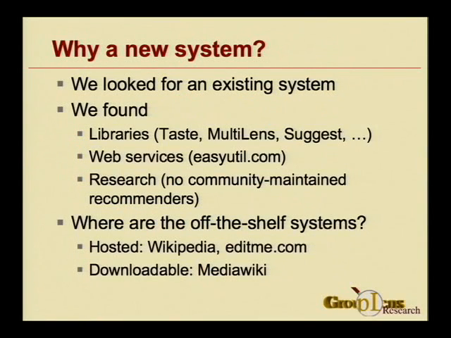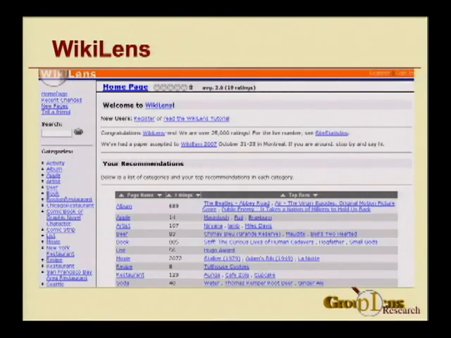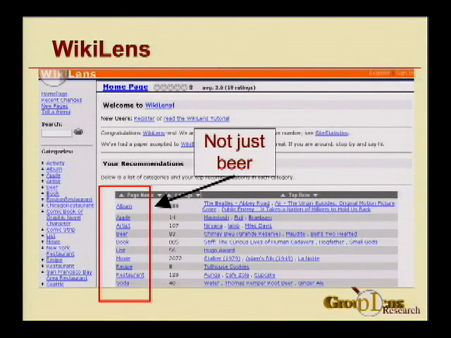So we looked for an existing system that we could use to set up a community-maintained recommender and study it. And we found libraries, we found web services, and we found research into recommenders, but none into community-maintained recommenders. So we built WikiLens. And although this talk is about beer, as I promised, WikiLens supports more than just beer.